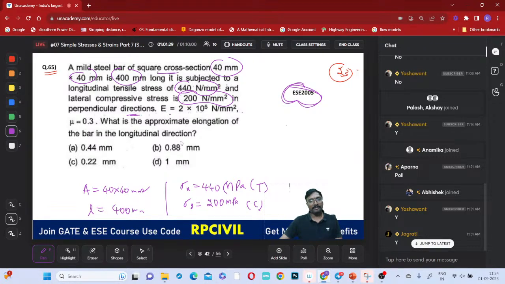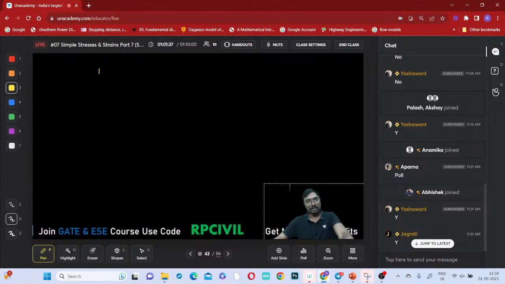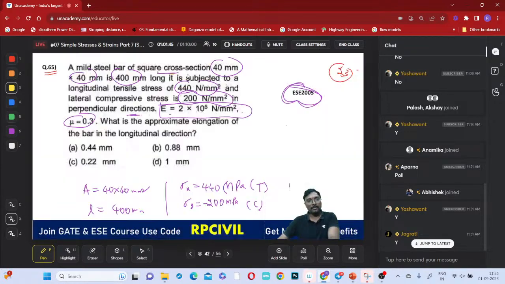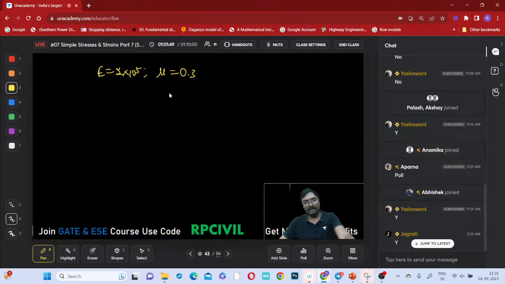Sigma y is equal to minus 200. E will be Young's modulus, equal to 2 into 10 power 5 Newton per millimeter square. And what is the Poisson's ratio mu given? Poisson's ratio is 0.3. Then what are you asked to identify? The approximate elongation of this bar in the length direction. How can you get that?